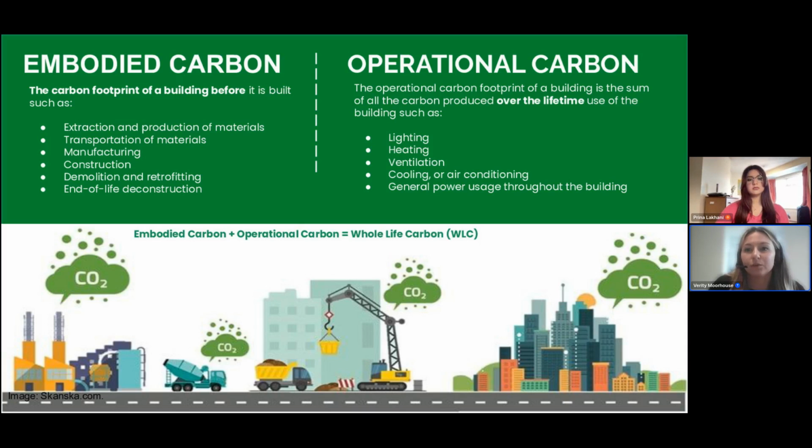Operational carbon then is all the emissions produced from actually using that building, so heating it, using lighting, ventilation, cooling, and just general power use. So if you add embodied carbon and operational carbon together, you get whole life carbon.